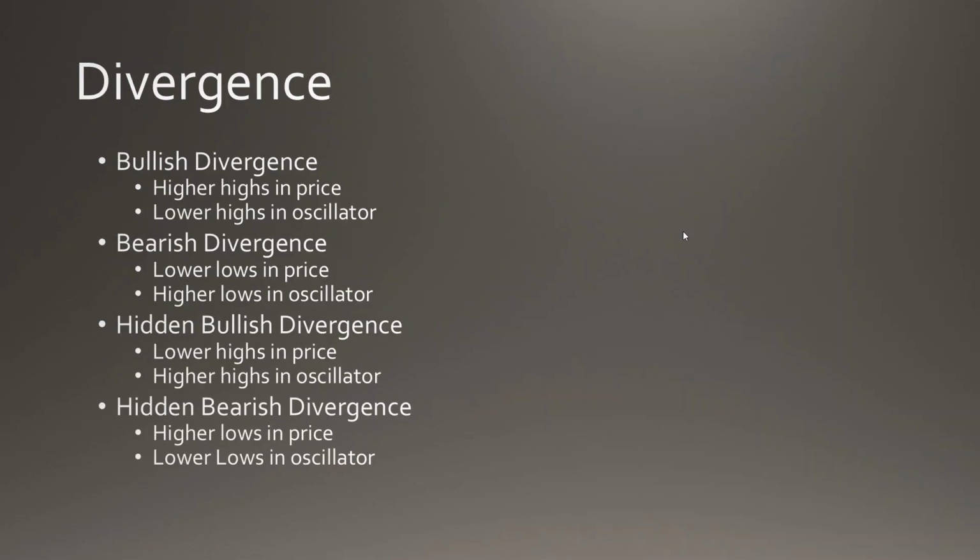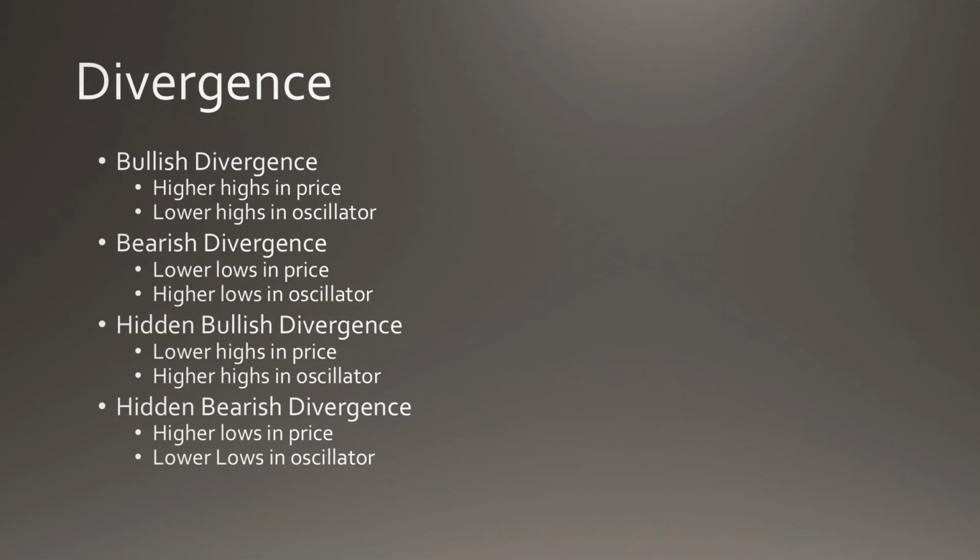Now, you also have divergence, and I love divergence. There's basically four types of divergence. You have bullish divergence, and that's simply higher highs in price, lower highs in the oscillator. What is an oscillator? Does everybody know what an oscillator is? If you don't know, just type it up and I'll answer it real quick. An oscillator is stochastics, RSI, MACD. All of those are considered oscillators.